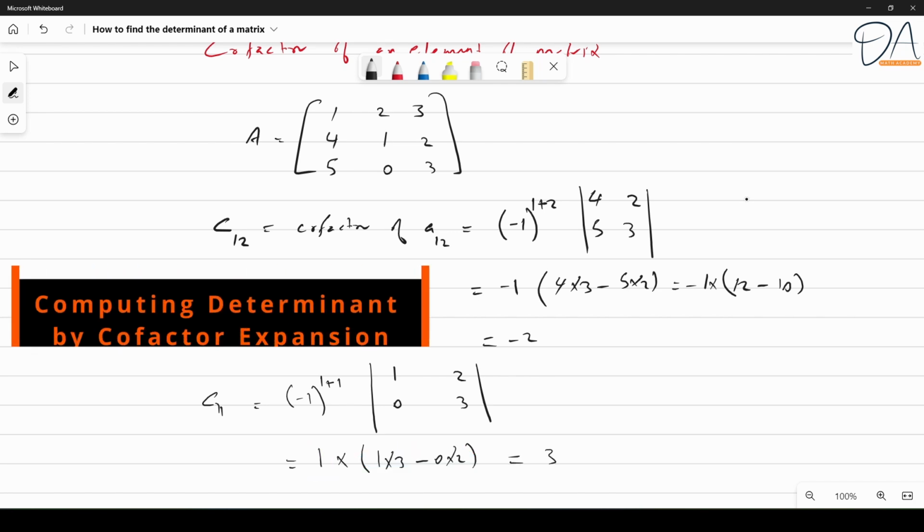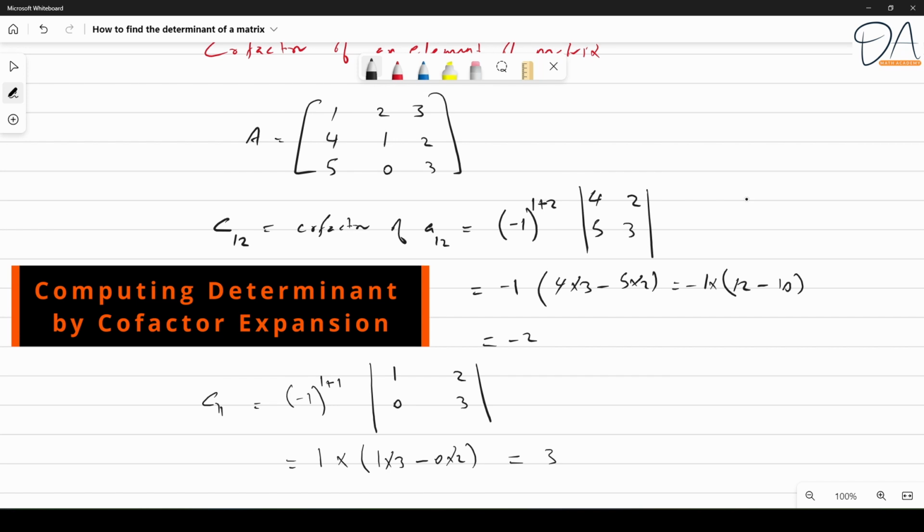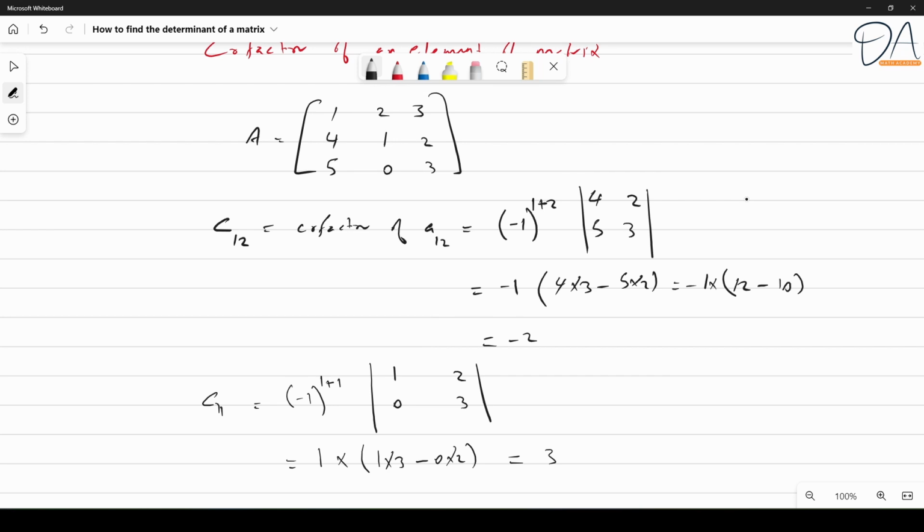Then the determinant can be calculated by picking any row or any column, whichever you want. You take each element in that row or column, multiply it by the cofactor for that element, and add these up. For example, let's pick the first row.